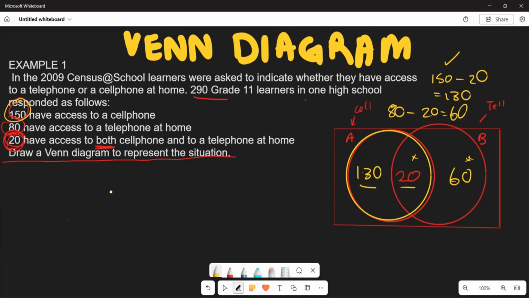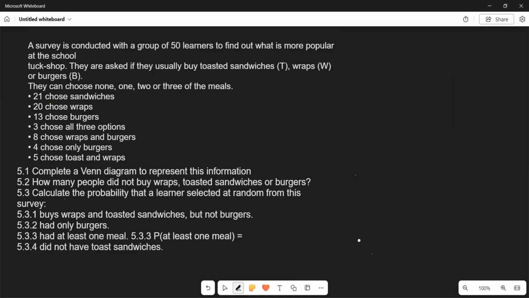Now, I want us to try a Venn diagram that has 3 events. Let's see in terms of what it is that we can do. Now look, let's look at this particular question. Hopefully you can see here. Now they are saying a survey is conducted with 50 learners to find out what is more popular at school.